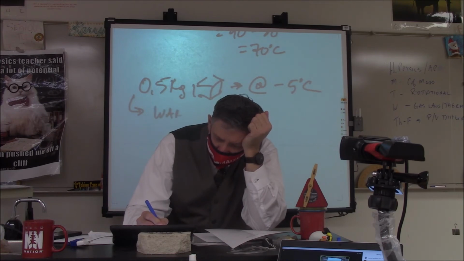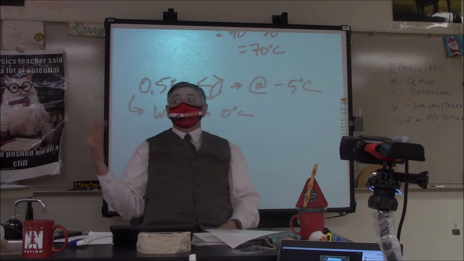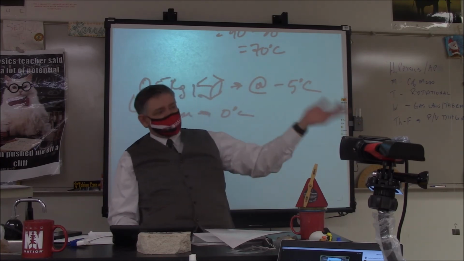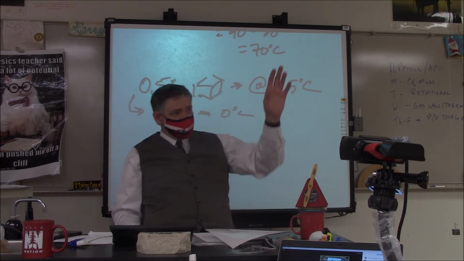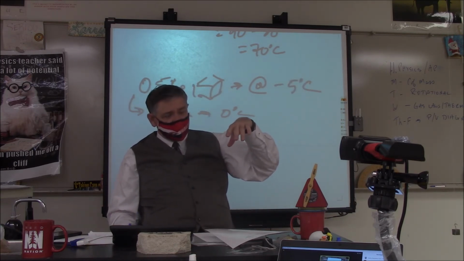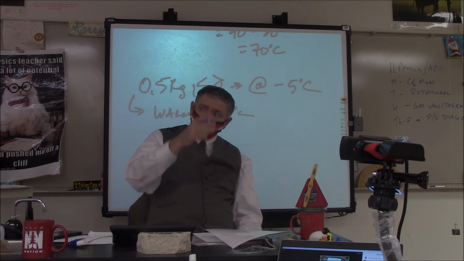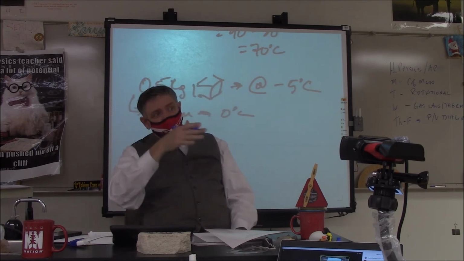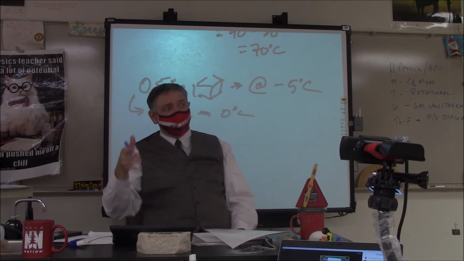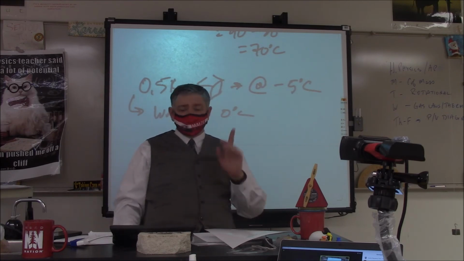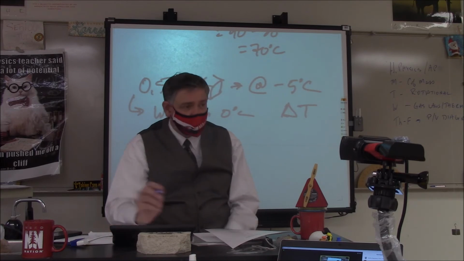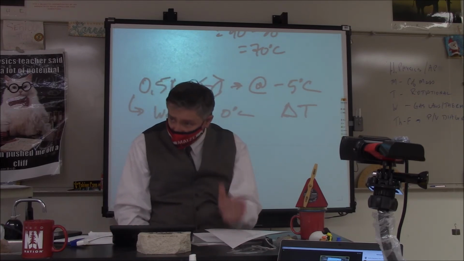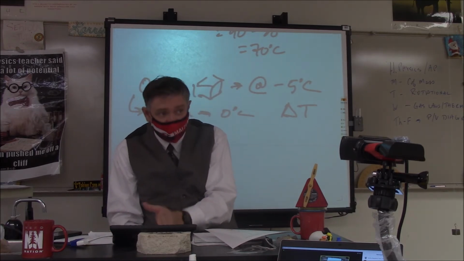I want to warm it up to 0 degrees Celsius, because eventually I'm going to melt this ice. Well, ice melts at 0 degrees Celsius. So the first thing I have to do, when I get it out of the freezer, is warm it up from minus 5 to 0, because it's not going to start to melt until it reaches 0. So the first thing I have to do is change the temperature from minus 5 degrees to 0. That's the first thing I'm going to do.